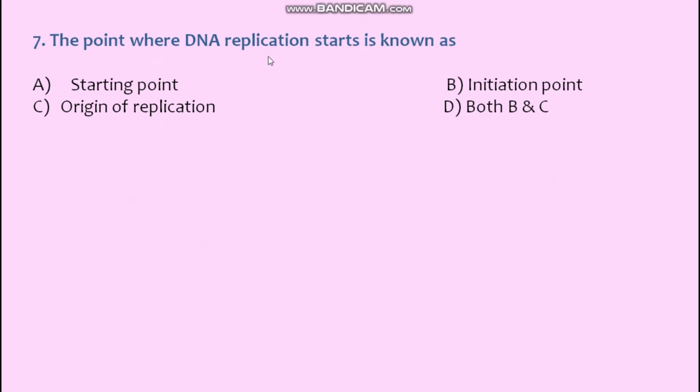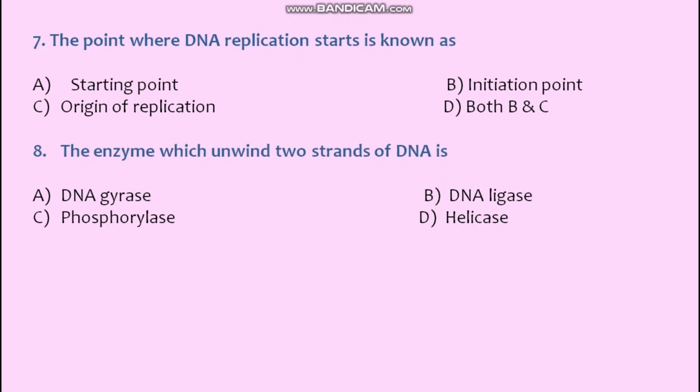The point where DNA replication starts is known as starting point, initiation point, origin of replication, D, both B and C. So our correct option will be D, both B and C, because the point where DNA replication starts is known as the initiation site or origin of replication. Next question. The enzyme which unwinds two strands of DNA is gyrase, ligase, phosphorylase, helicase. So the enzyme which unwinds two strands is known as helicase. So our correct option will be option number D.